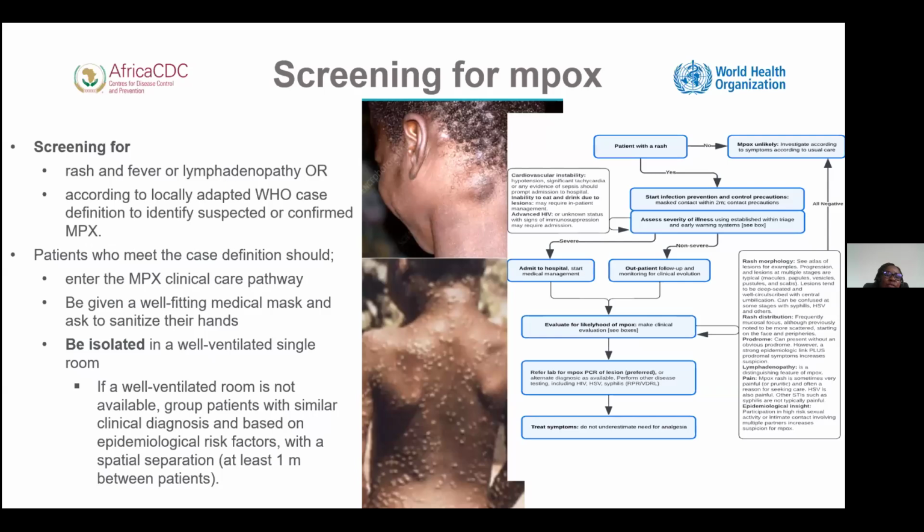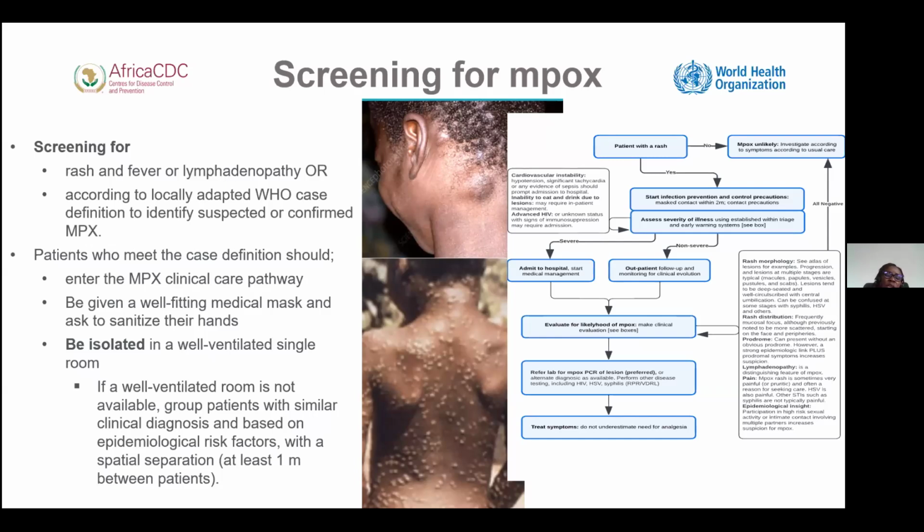Screening for Mpox is being done with the case definition, screening for rash and fever or lymphadenopathy, or according to the locally adapted WHO case definition. Secondly, once a patient is a suspected case, according to the case definition, he or she enters the clinical care pathway.